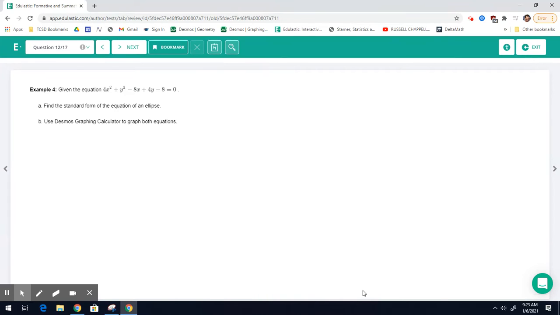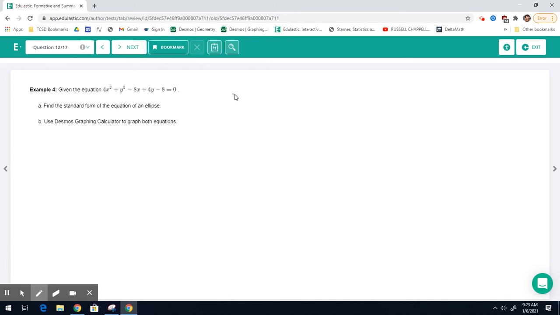All right, so now we're going to do another type of problem involving ellipses. It says, given this equation, find the standard form of the equation of an ellipse. Notice here, the x squared and y squared are positive. Because it tells us it's an ellipse, we know it's an ellipse, but that's a good indication that it could be an ellipse or a circle. If x squared and y squared are positive, we'll talk about hyperbolas where only one of them is positive and one's negative. But again, we're looking for the standard form of an ellipse.